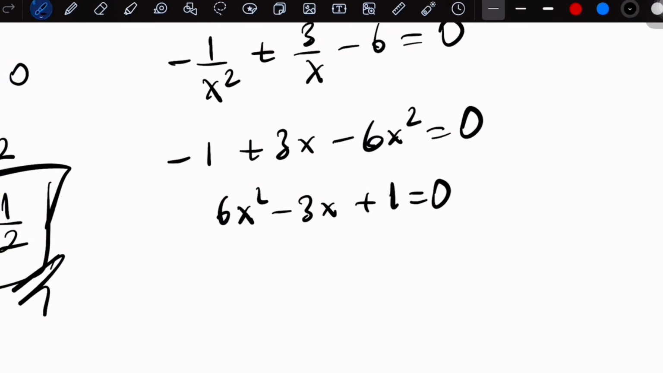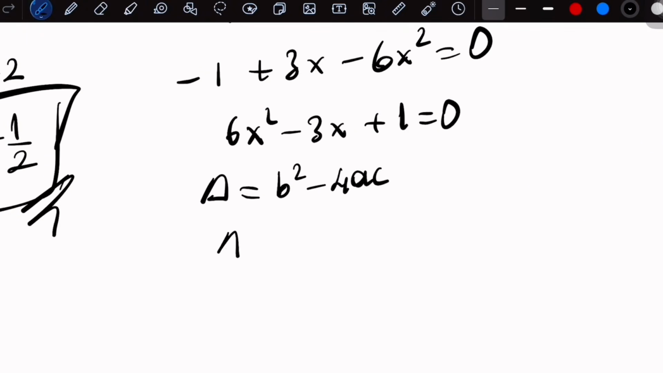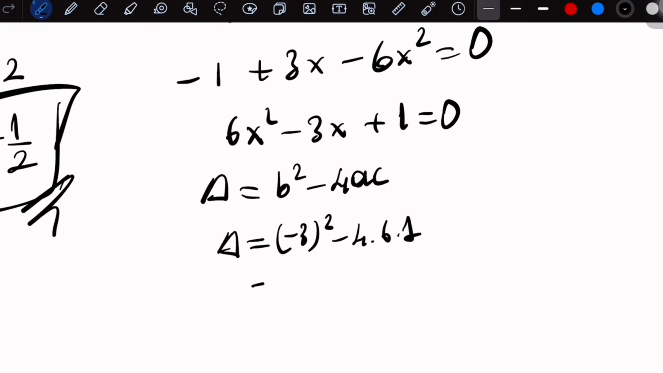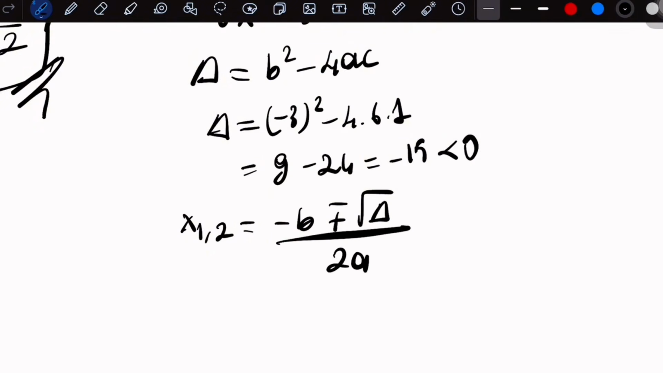So now, what should I do with this equation? I need to find the roots. I'm going to delta now. What did we call delta? b squared minus 4ac. Right here, if we want to calculate the delta: (−3) squared minus 4 times 6 times 1, what will come out? 9 minus 24 is minus 15. It was smaller than 0. If we go to the roots from here, how do we find x1,2? Minus b plus minus root delta divided by 2a.